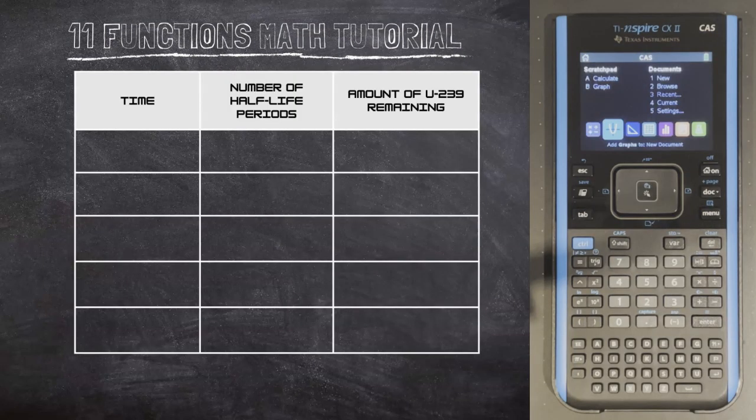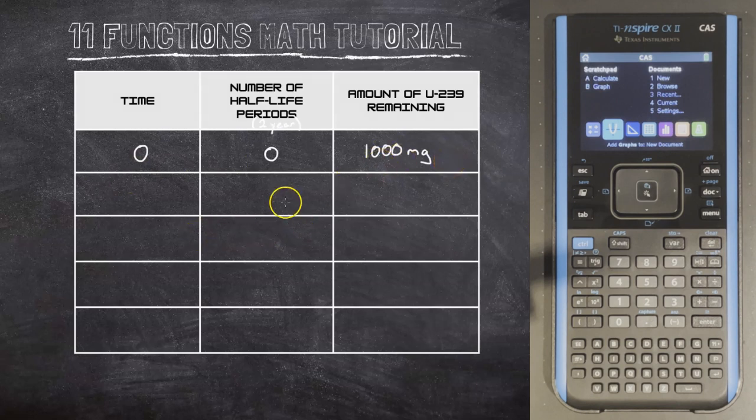So now we're going to look at an example of half-life. Now half-life is an excellent example of exponential decay. So let's say we're going to start at time 0, so 0 years have passed, and we have 1,000 milligrams of uranium-239, and it has a half-life of, let's just say, 2 years. Okay, so that's our initial amount.